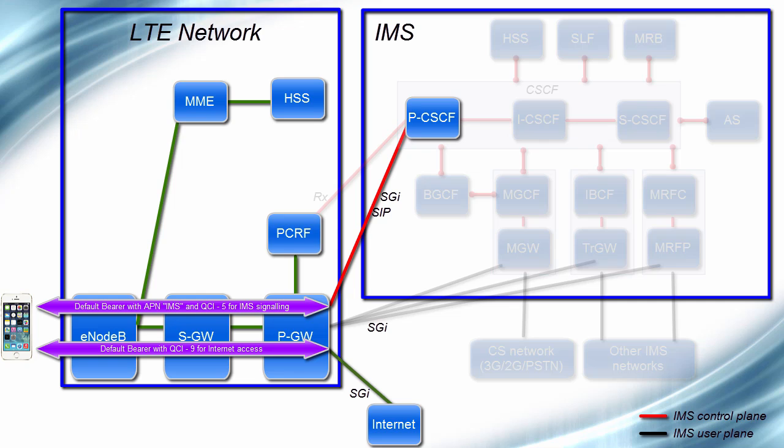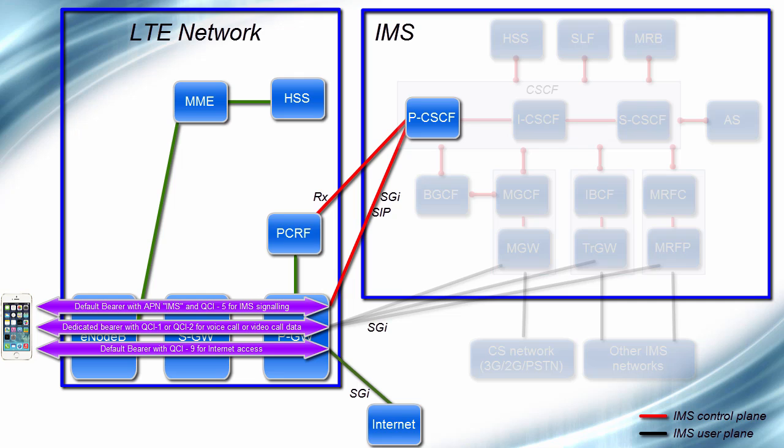The P-CSCF is connected to the PCRF in the LTE network through the Rx interface. The P-CSCF uses the Rx interface to inform the PCRF about the need for establishment of a dedicated bearer for video or audio call data flow. The PCRF further talks to the PDN gateway, and then the PDN gateway triggers establishment of a dedicated bearer for the user plane of voice and video call. This dedicated bearer has QCI1 for voice call data and QCI2 for video call data.